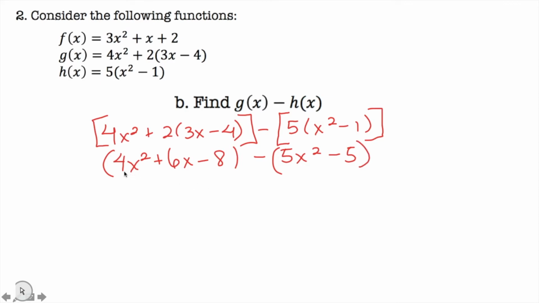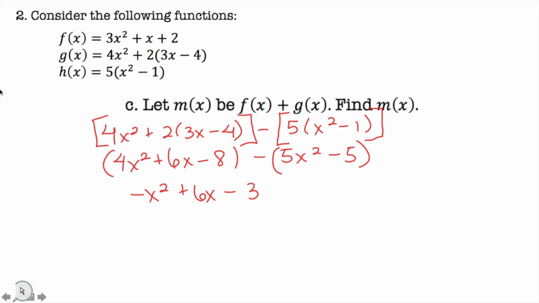So now we can subtract 4x squared minus 5x squared, which gives us negative x squared. 6x minus, there's no x term on this side, so we can't subtract anything with it. So that's just like 6x minus 0, which is just 6x. And then negative 8 minus negative 5, minus a negative is a positive 5. So negative 8 plus 5 would be negative 3. And that would be your answer for this one.